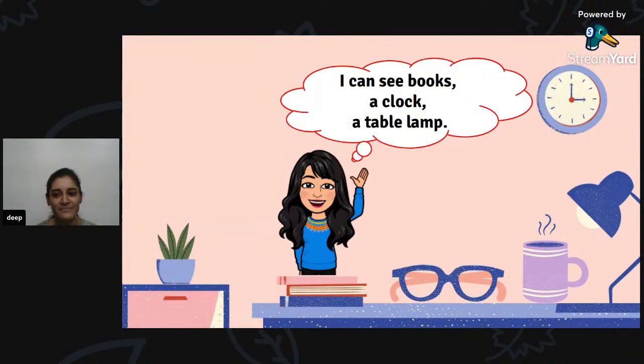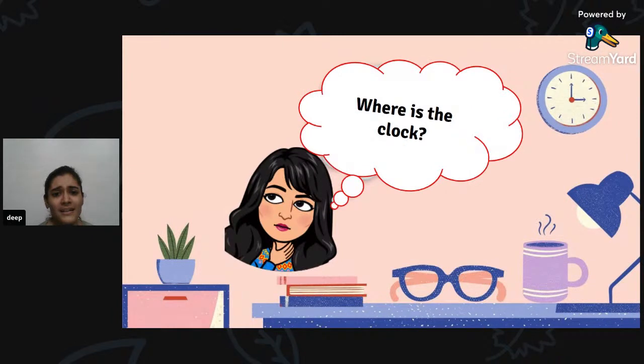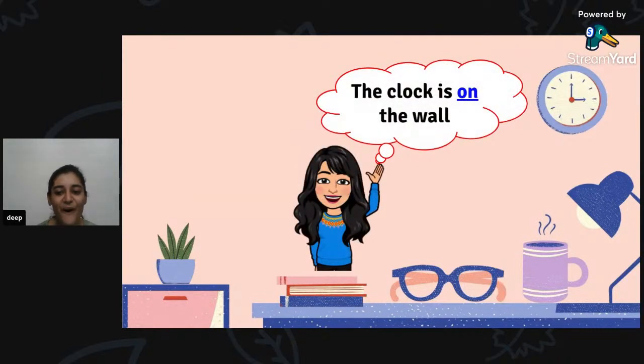Wonderful, everyone. But where is the clock? Can you type your answers in the chat box below? Where is the clock? Yes, great. The clock is on the wall. Yes, correct. So the word on is a positional word.